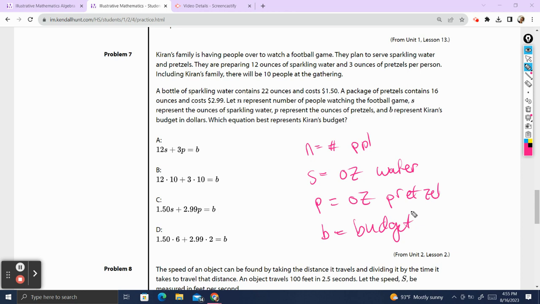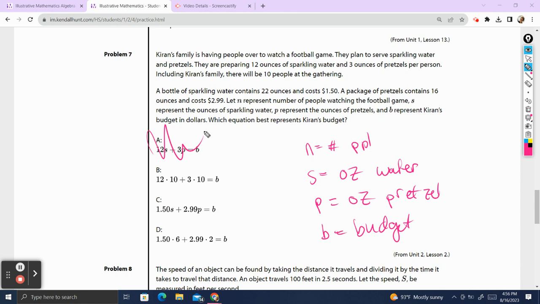So we're going to use our variables to connect to our numbers and figure out what each one means. 12 times S. S is the ounces of water. So if we have 12 times S, that's going to be 12 ounces per person. So that number makes sense over here. 3 times P, which is 3. Well, P is ounces of pretzels, and we have 3P, so that's the ounces of pretzels per person, which also makes sense, is equal to B, our budget. That doesn't make sense because S and P are in ounces and budget is in dollars. So we cross them out.